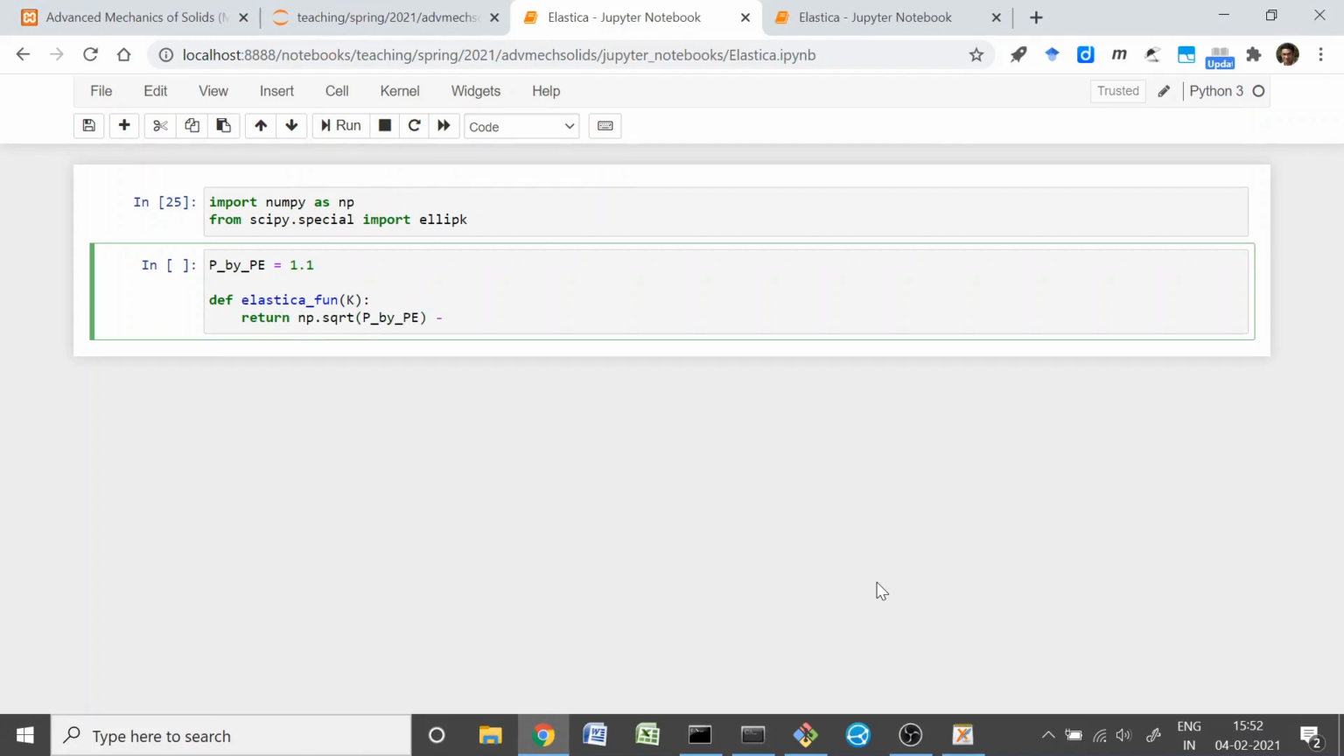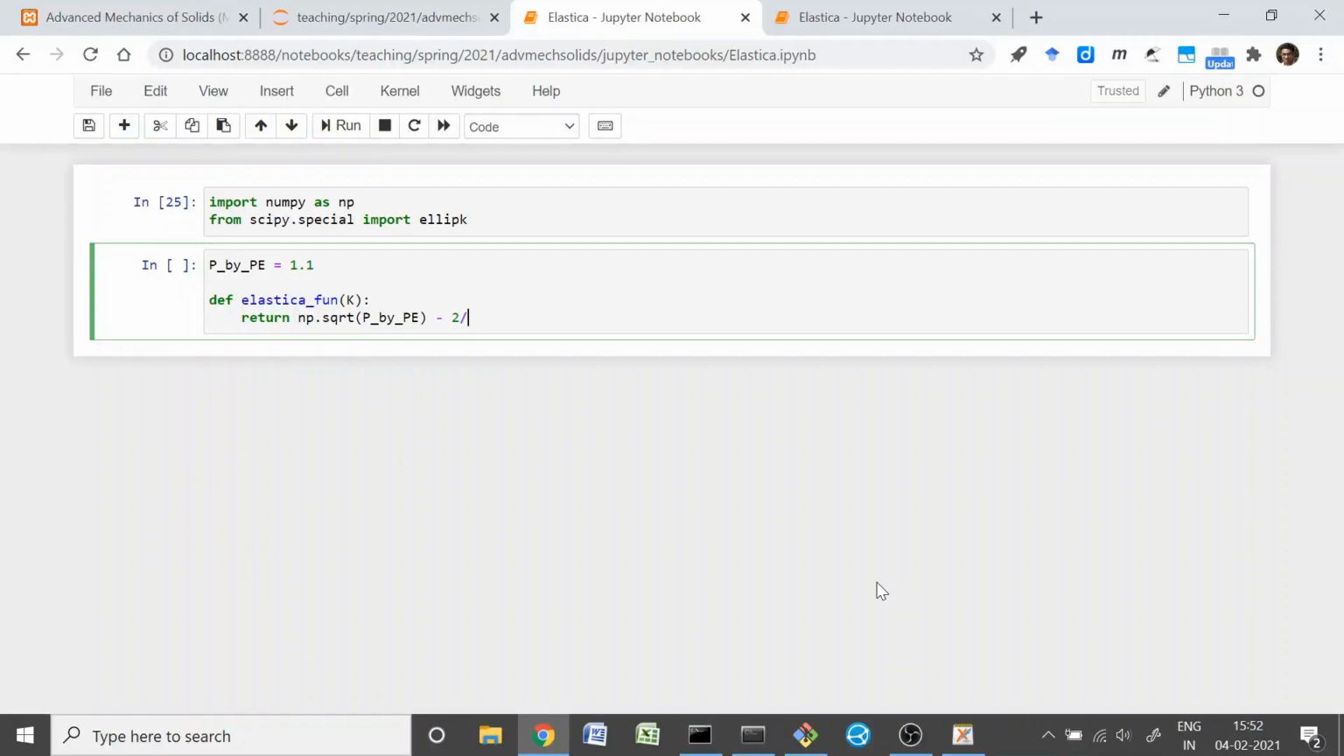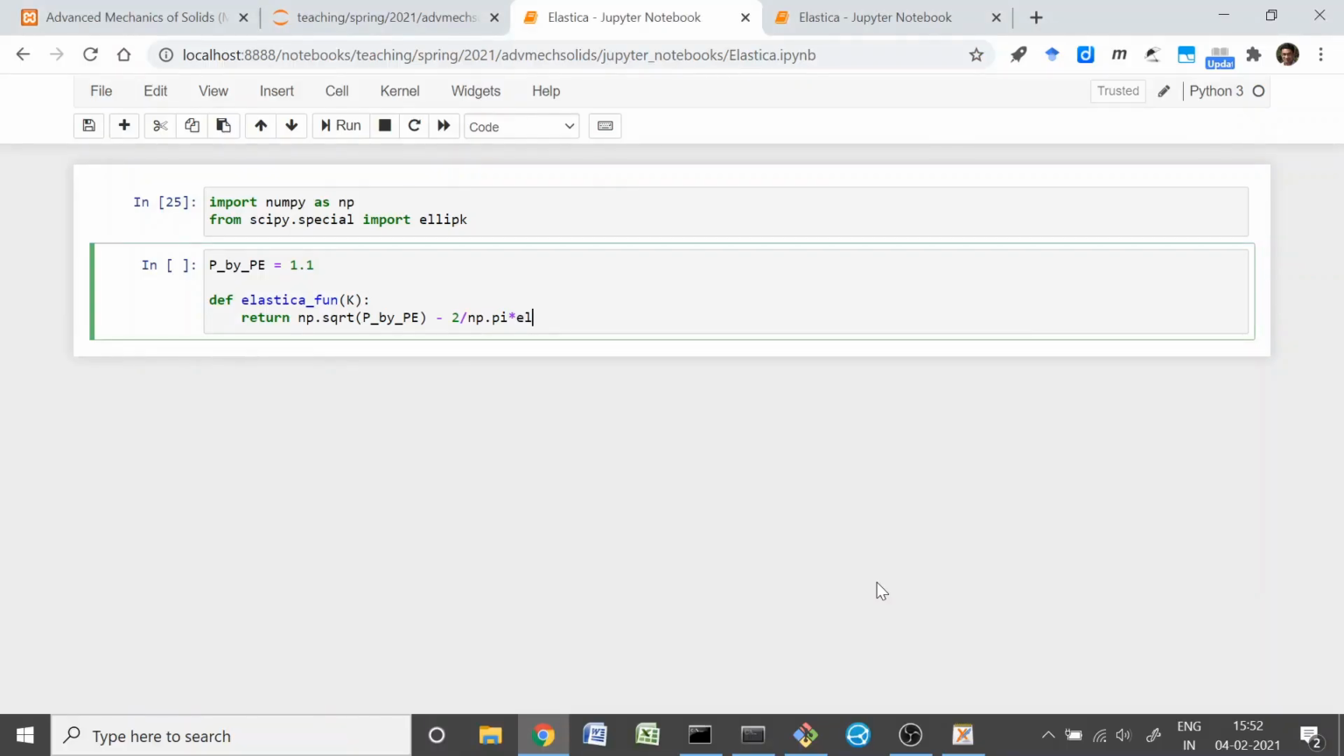Okay, minus 2 by pi, so that will be written as 2 by np dot pi, multiplied by this entire thing. Okay, this entire integration, but I don't have to write out that entire thing because that integral itself is captured by this elliptical k. Okay, so all right, that's all there is to it actually.